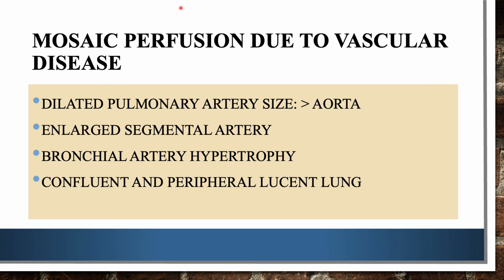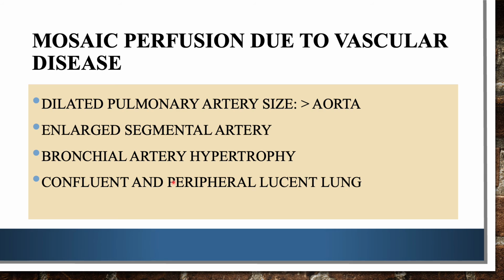If we want to rule out mosaic perfusion due to vascular disease, then we would have to look at the vasculature. Normally, you would see a dilated pulmonary artery. You can assess it by its size as compared to the ascending aorta. You may see enlarged segmental arteries. You may see bronchial artery hypertrophy, and you can see patches which are more confluent and more peripheral.